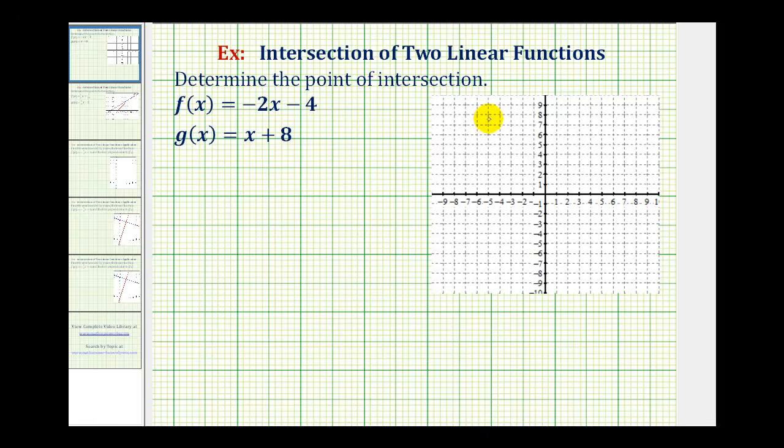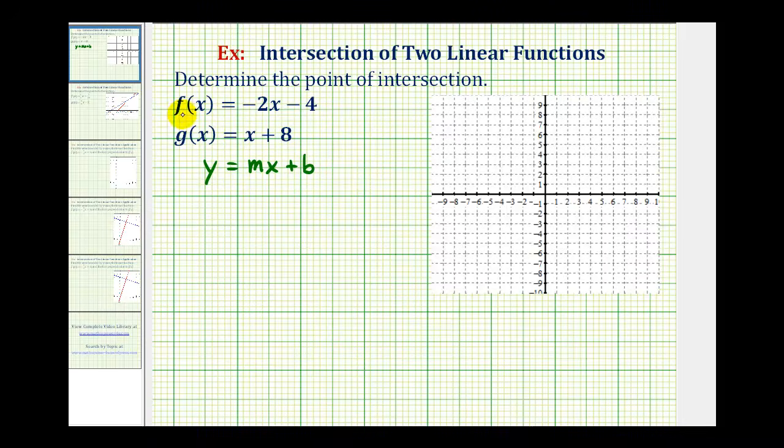In this example, we're asked to determine the point of intersection of the two linear functions. So we could do this graphically or algebraically, and for this problem, we'll go over both methods. Notice that both linear functions are in slope-intercept form, or the form y equals mx plus b, where m would be the slope of the line and b would be the y-intercept of the line.